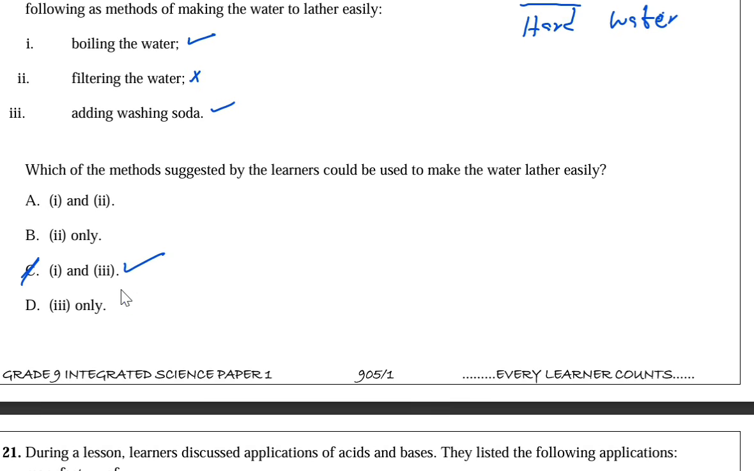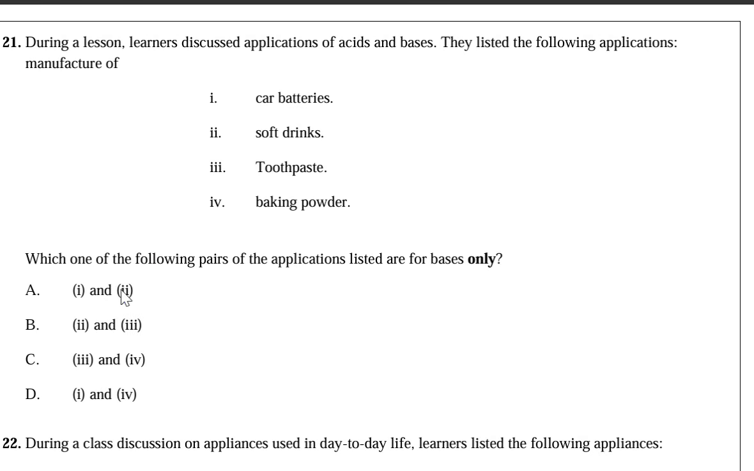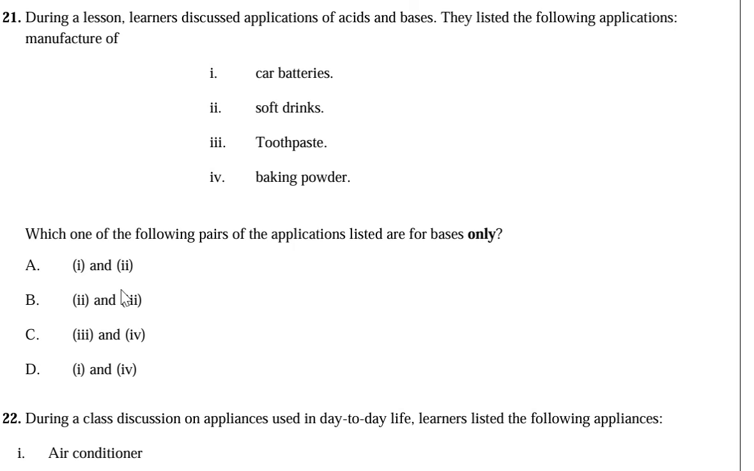We continue with question number 21. During a lesson, learners discussed applications of acids and bases. They listed the following applications: manufacture of Roman 1, car batteries; Roman 2, soft drinks; Roman 3, toothpaste; Roman 4, baking powder. Which one of the following pairs of the applications listed are for bases only? So we want bases only.